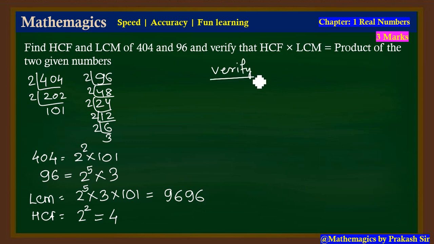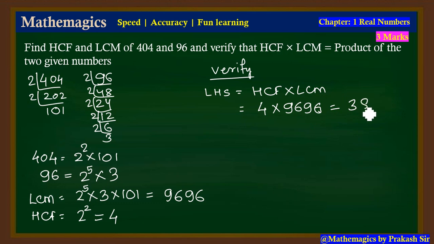So the verification is all regarding the LHS, that is left hand side, and the left hand side is all regarding HCF into LCM. So what is the HCF? The HCF is 4 multiply LCM is 9696. And dear friends, if you calculate that, the answer will be 38,784.